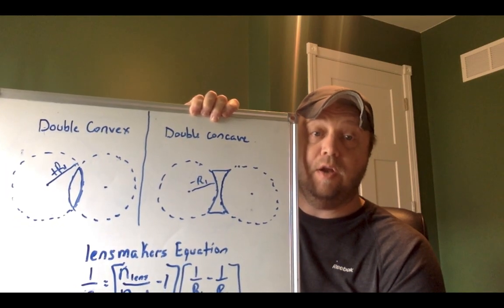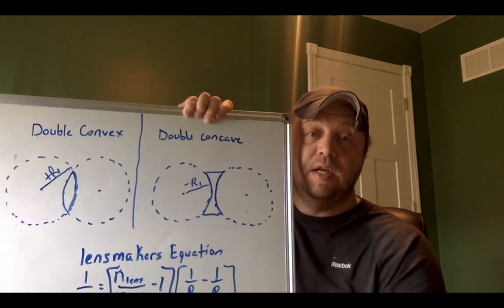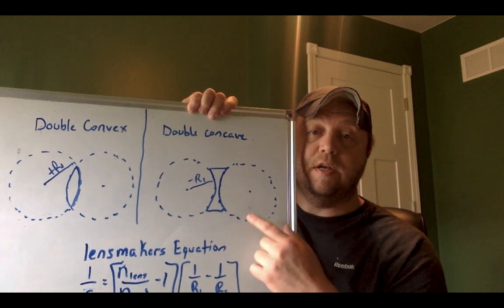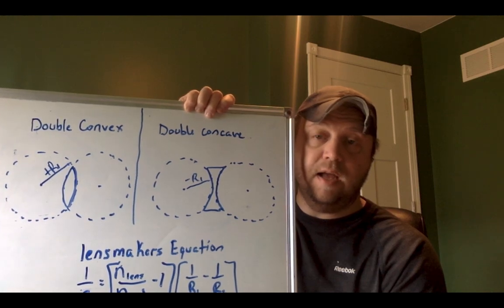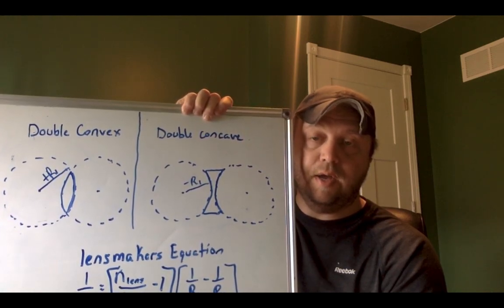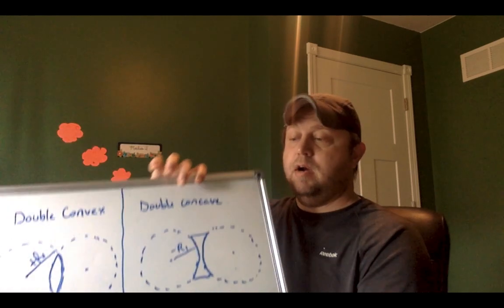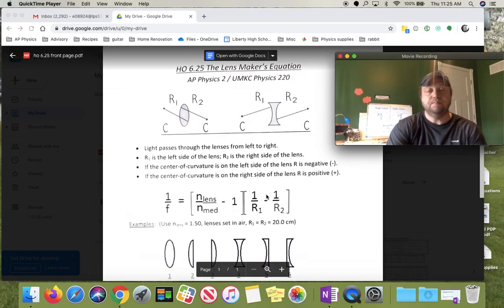There's a couple other ways that we can look at it, but if we can imagine drawing a couple of circles around these points, the R1 value is going to be positive. And I'll go back to that when I switch back to the document. Look at the double concave lens, and now R1 is negative because it is in contact with the left side of the lens. Okay, so just to keep things easy on this, left negative, right positive. Okay, all right, so I'm going to switch back to the actual 6.25.